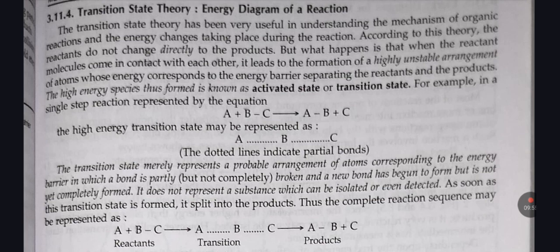As soon as this transition state is formed, it splits into the product. Thus, the complete reaction sequence may be represented as reactant, then transition state, which further gives product. The reactant A plus BC gives the transition state A dotted line B dotted line C, which further gives AB plus C as product.